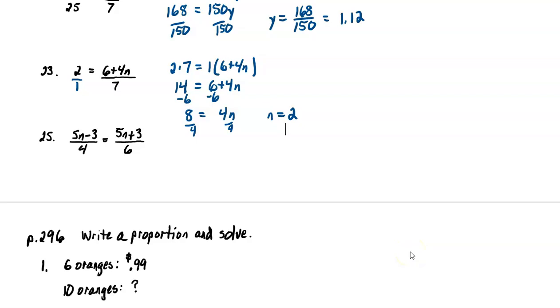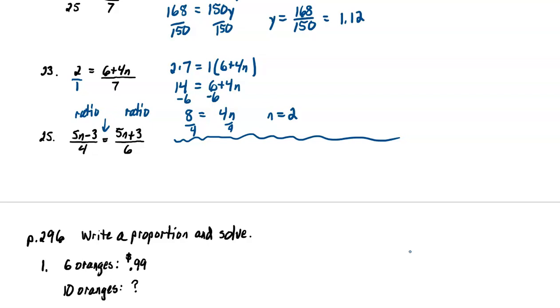Now number 25. This is also a proportion. It has the same look as a proportion. It has the equals in the middle, it has a ratio on the left side, and it has a ratio on the right side. So just because you see these polynomials, don't let that stop you. The same method is going to work.